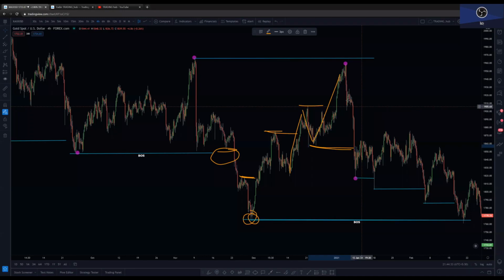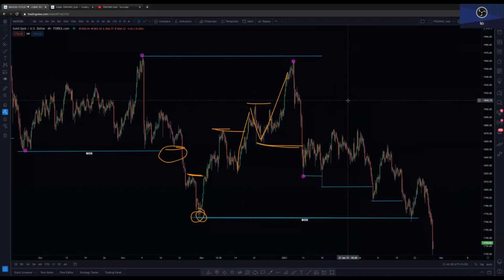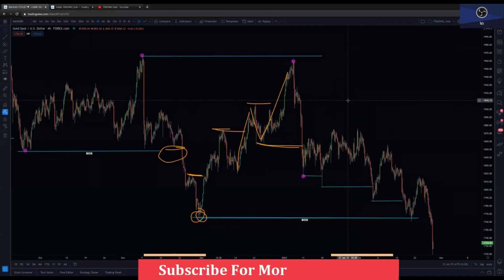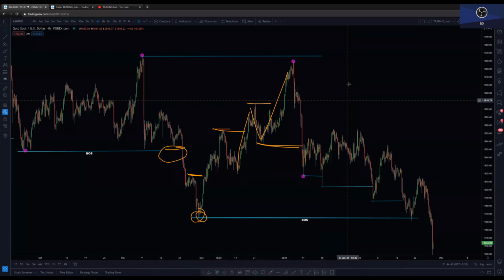So basically this is the concept of market break of structure. I hope you understand these things. If you have any question regarding this, you can ask me.